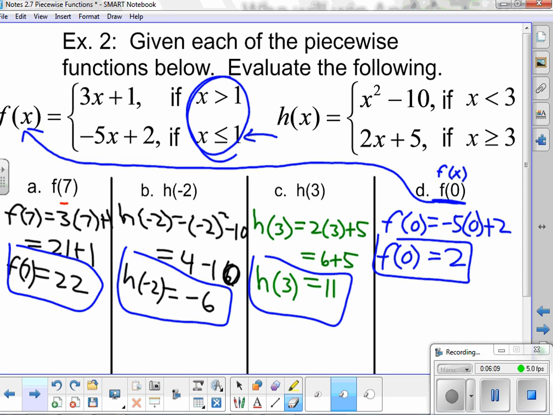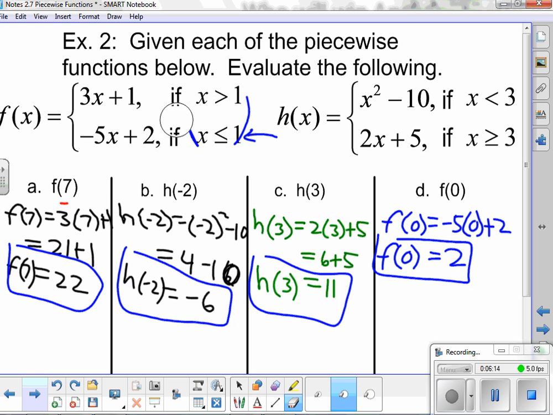Now we're going to get into graphing this, because not only do we want to know how to use this stuff with evaluating, but you should know how to graph it, because graphing is basically the visual representation of any equation. So there's two parts here.